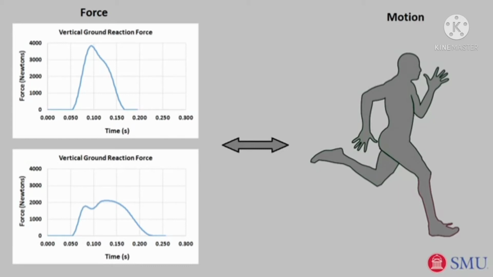Is there an underlying principle that relates the force to the motion of a runner? There is. Newton's laws of motion. We determined that the motion of the body behaves as a two-mass system when running. Mass 1 consists of the lower contacting limb. Mass 2 consists of the rest of the body.